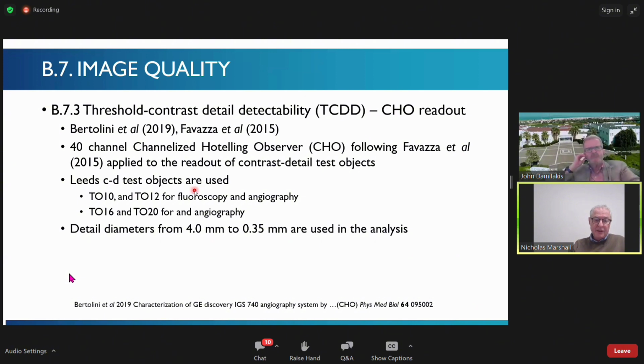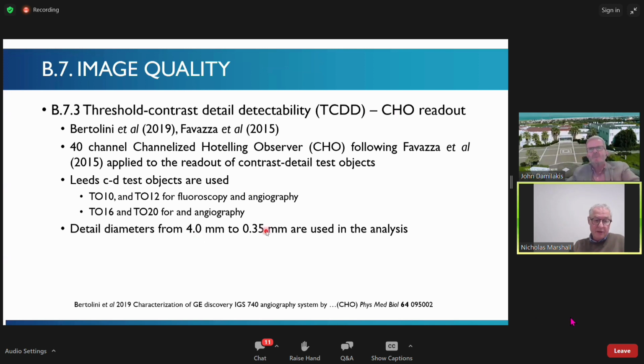So these test objects are used to generate the contrasts or the targets in the image. So you get, again, signal present, these targets, and signal absent acquisitions, and you can make a template and calculate a decision variable by applying the template on the images. And then this is calculated for detail diameters from 4 down to 0.35 millimeters in the test objects.